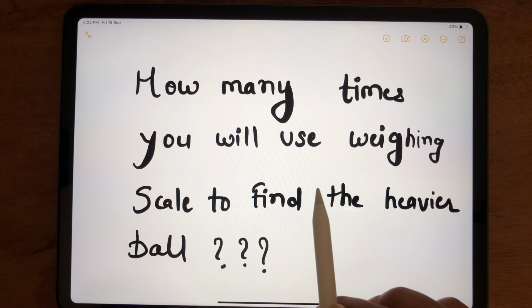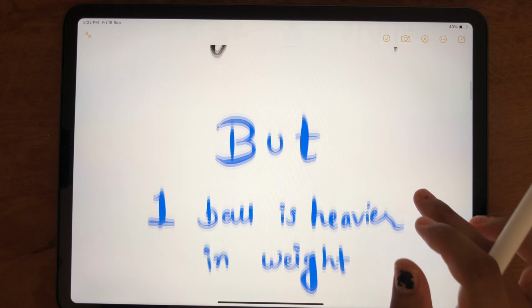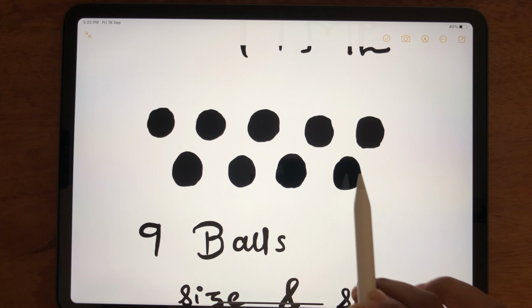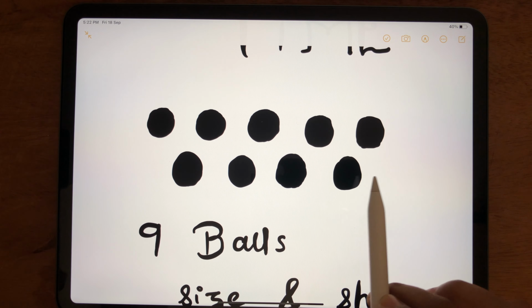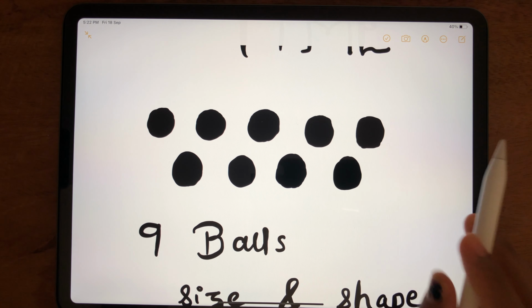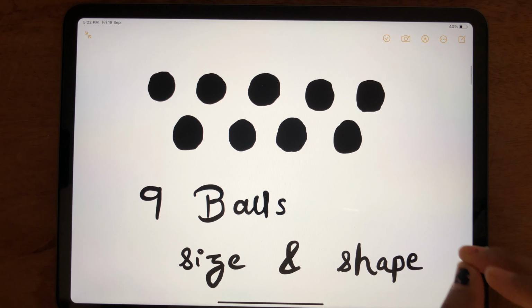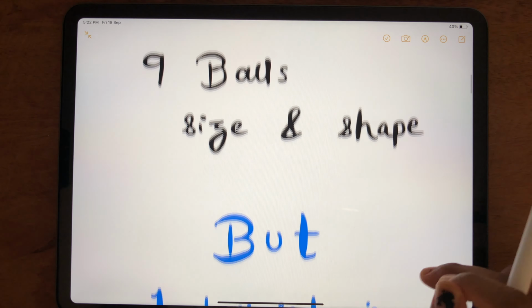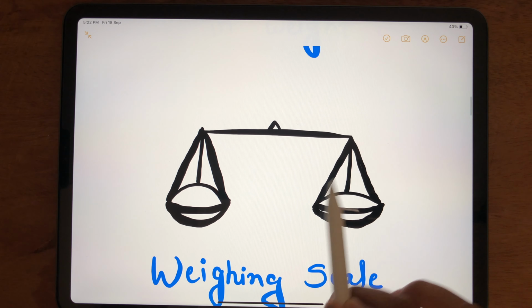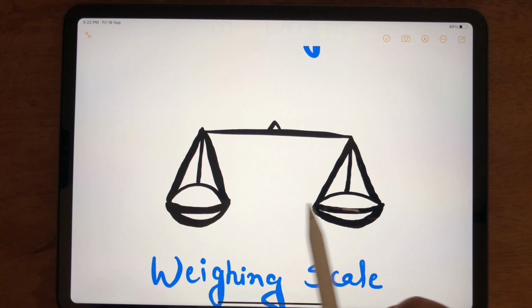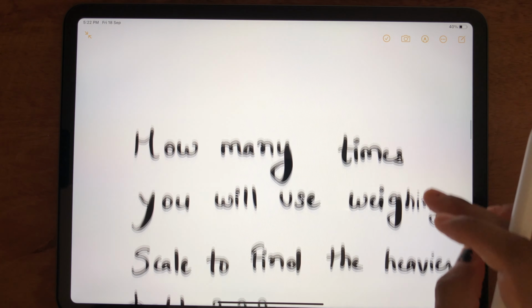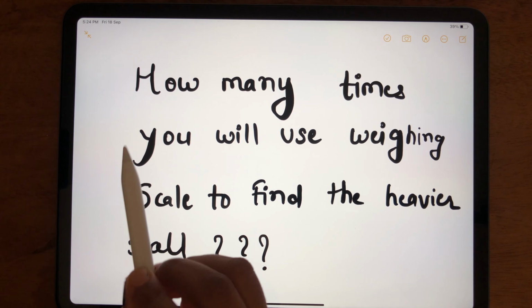You have 9 balls with you, right? And one of these 9 balls is heavier in weight than the other 8, and you need to find that heavier ball. But they are of the same size and shape, so by looking at them, you won't be able to recognize which ball is heavier. But we have a weighing scale with us which we can use in order to find the heavier ball. So now let's solve the puzzle.